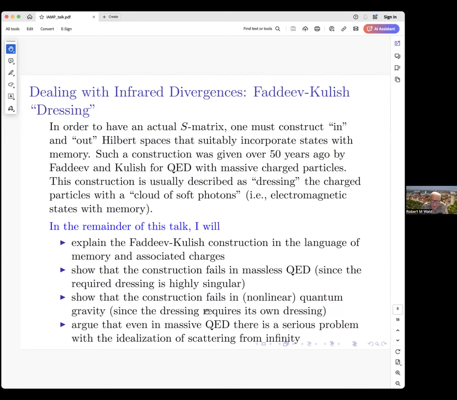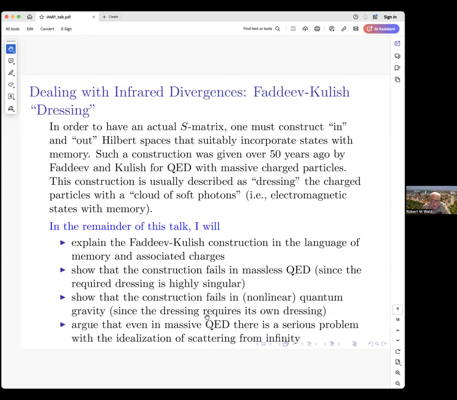I will then point out that this kind of construction fails in quantum gravity, and really for a rather different reason. The dressing isn't quite as singular in quantum gravity, but the dressing produces stress energy, effective stress energy and charges on its own and would require its own dressing. And the upshot is that you just simply cannot construct the kind of eigenstates of charges that are needed in the Faddeev-Kulish construction.